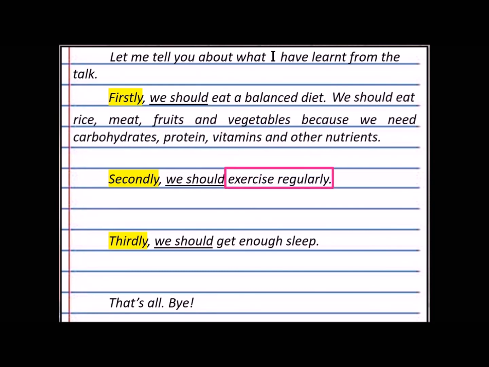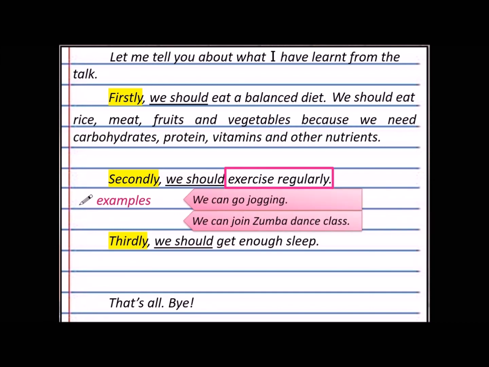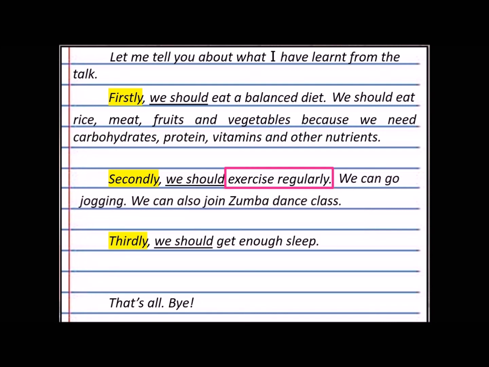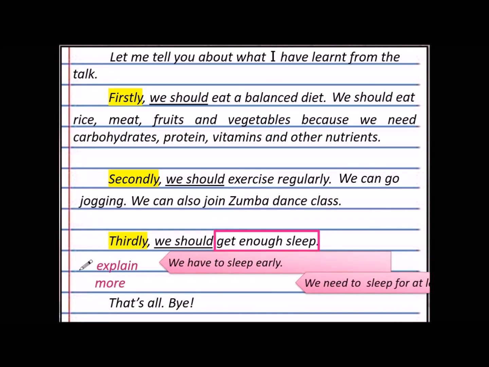The second one is about doing exercise regularly. We can give examples on what types of exercise we can do. For instance, we can go jogging. We can join Zumba dance class. The third one is about getting enough sleep. We can explain more by telling the readers we have to sleep early. We need to sleep for at least 8 hours a day.